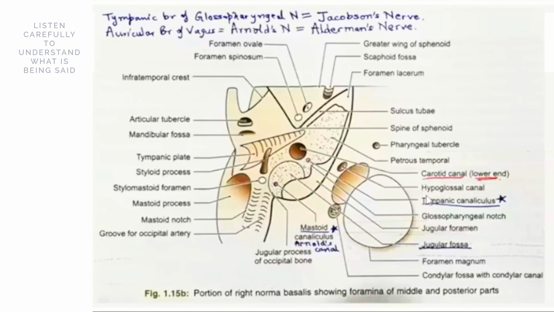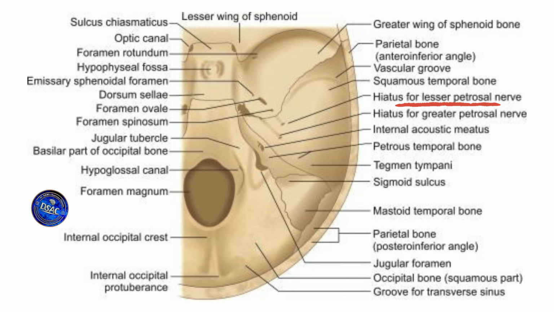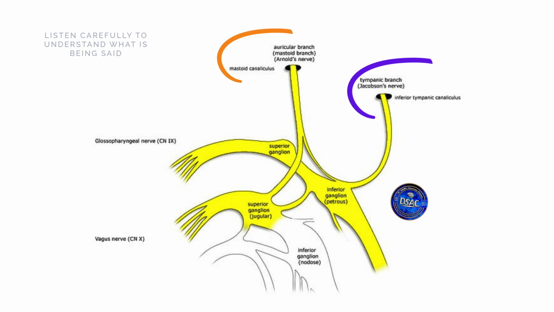And don't forget that this nerve is also carrying preganglionic parasympathetic fibers, which will have nothing to do here. Rather, they will extend as the lesser petrosal nerve, and they'll emerge out of the petrous temporal bone through the hiatus for the lesser petrosal nerve on the anterior surface, and will pass out through the foramen ovale. And remember that this nerve also has a different name: the tympanic branch of the glossopharyngeal nerve is called Jacobson's nerve.